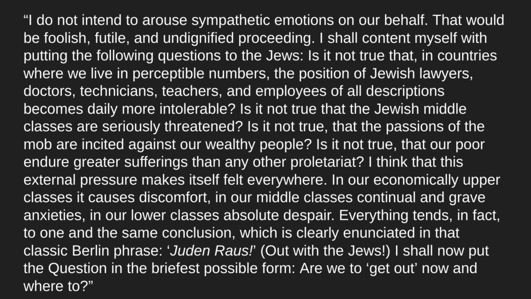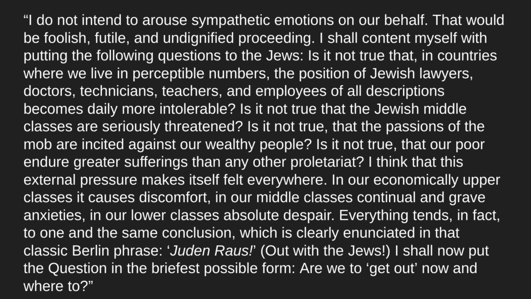And here he's saying, let me ask you a question if you're Jewish. Is it not true that in countries where we live in perceptible numbers, the position of Jewish lawyers, doctors, technicians, teachers, and employees of all descriptions daily becomes more intolerable? Is it not true that the Jewish middle classes are seriously threatened? Is it not true that the passions of the mob are incited against our wealthy people? Is it not true that our poor endure greater suffering than any other proletariat?